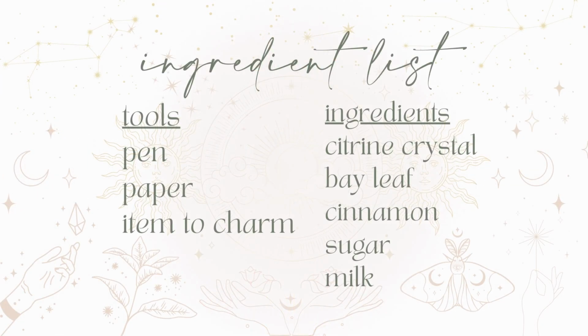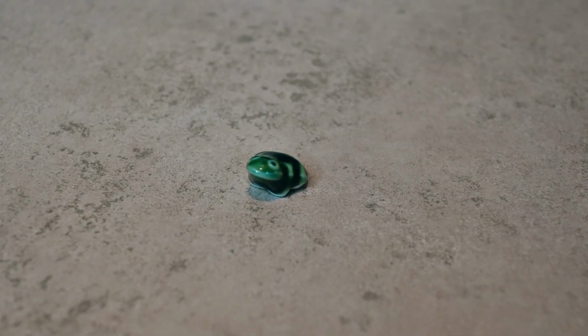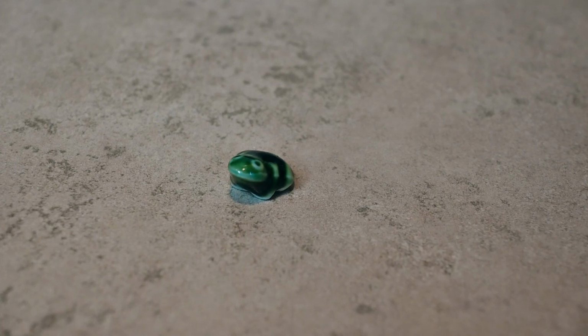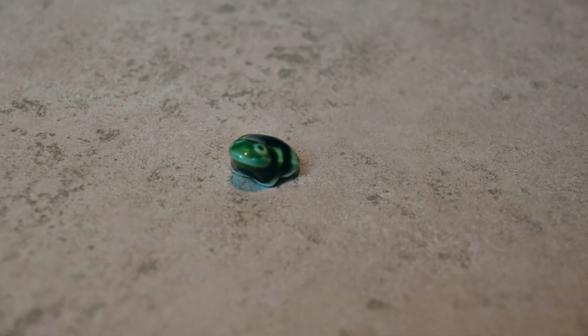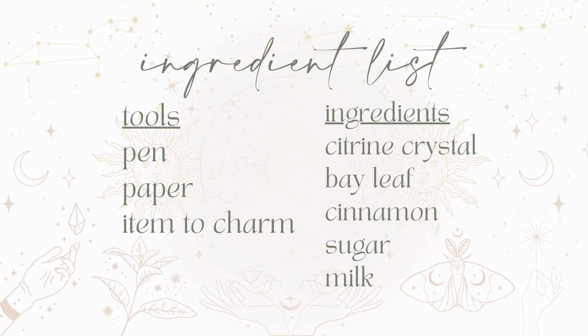So for this spell, I am using pen and paper. I have this little frog statue. This is the item I'm going to be charming. You can pick any small item you like. I'll also be using a citrine crystal, bay leaf, cinnamon, which you can use as powder or sticks, completely up to you, a pinch of sugar, and a small cup or dish of milk.